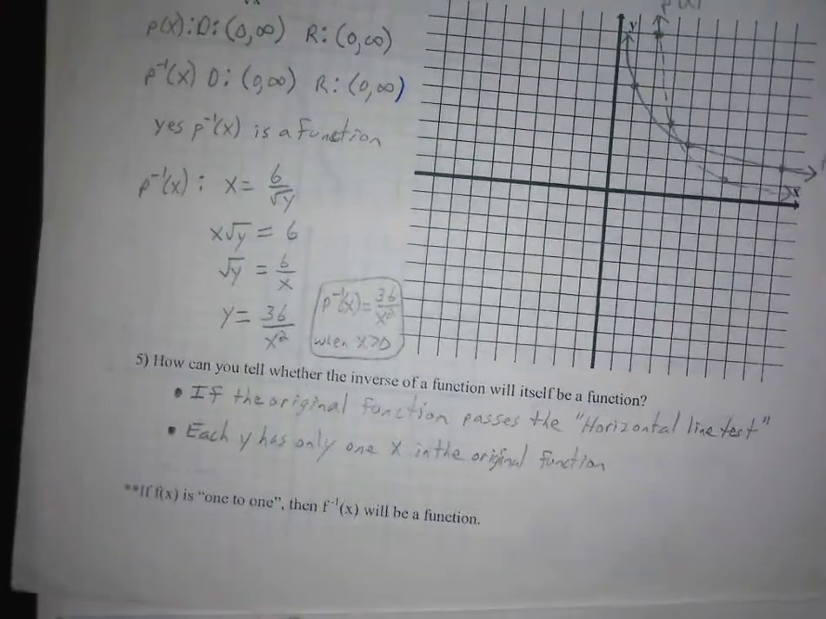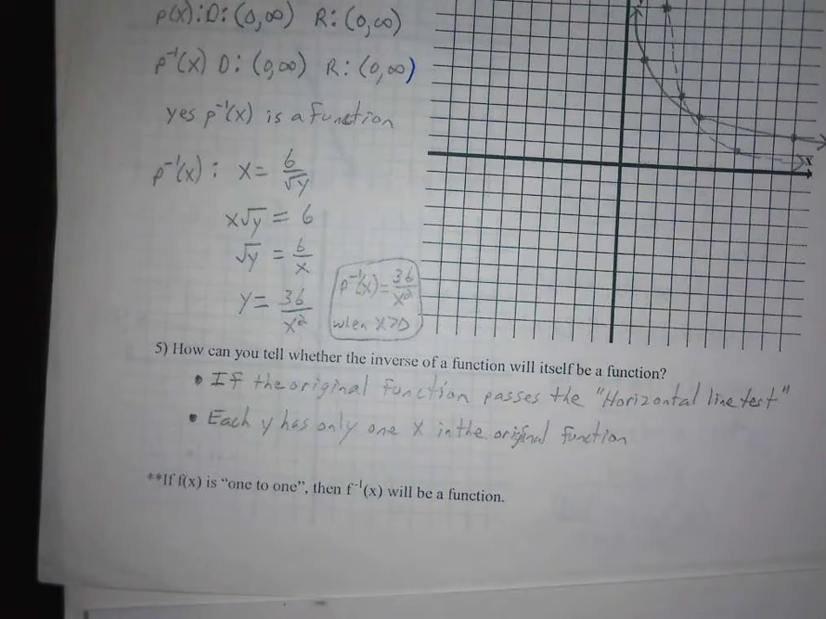Now the idea of each y having only one x and each x having only one y, so going both ways there, that's the idea of what we call a one-to-one function. So if f of x is 1-to-1, meaning each y has only one x, then the inverse will also be a function. Okay, so those are inverse functions. Remember, switch x and y is the big idea behind inverses.